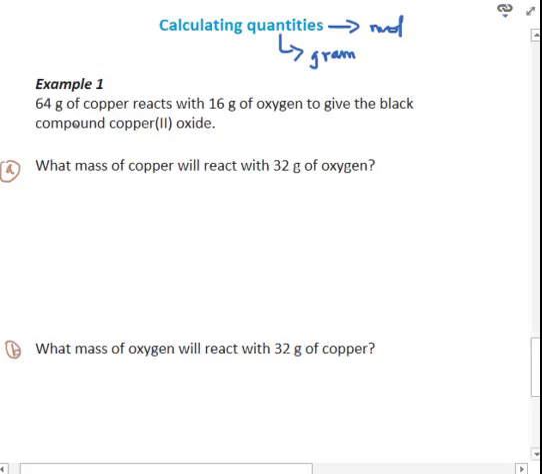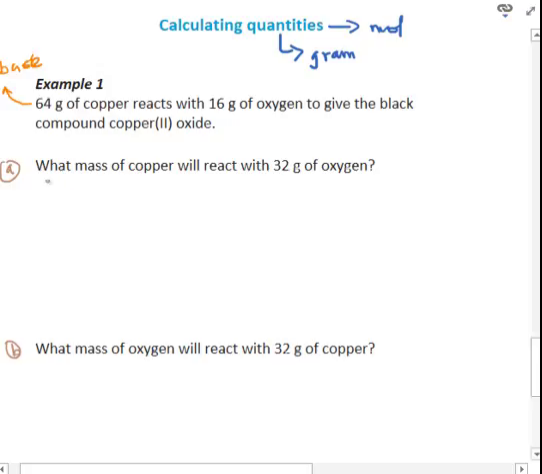So the question says 64 grams of copper react with 16 grams of oxygen to give the black compound copper(II) oxide. What mass of copper would react with 32 grams of oxygen? You will always start your calculation from the information given in the example. I always call the information given in the example the basis. That is the base where you are going to put your calculation on.